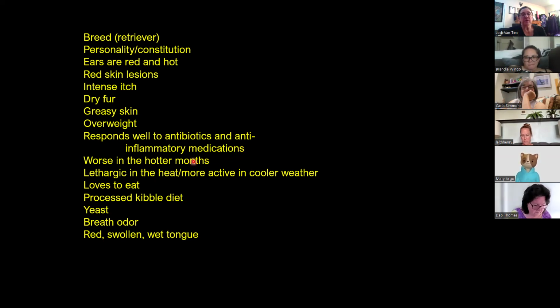The problems are worse in the hotter month. He's lethargic in the heat, feels better in the cooler weather, loves to eat his processed kibble diet. There is yeast on the ear cytology, and he has a breath odor that really is hard to explain. And his tongue is red, swollen, and wet.